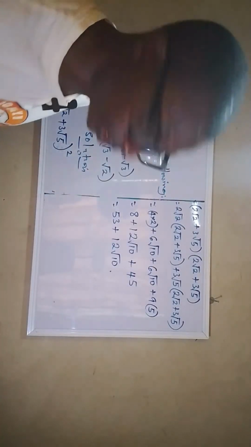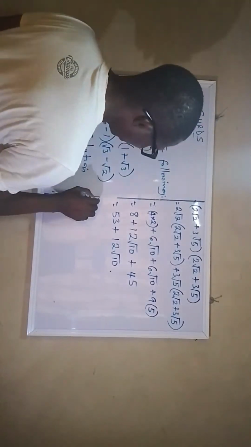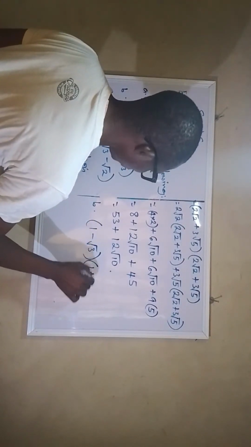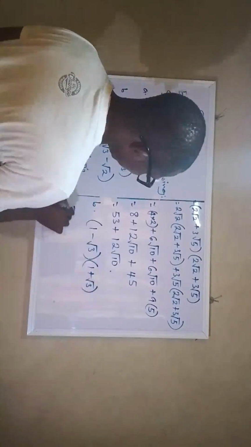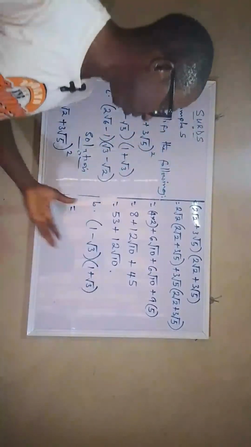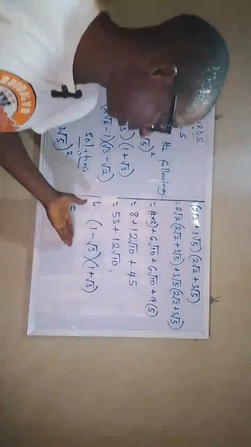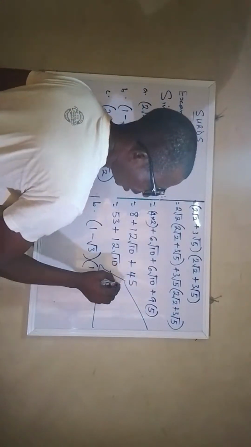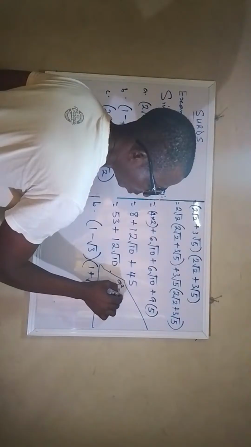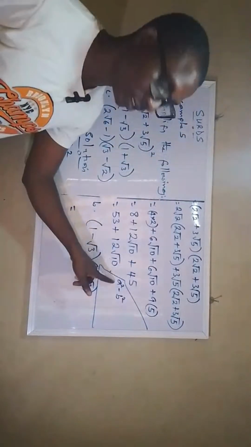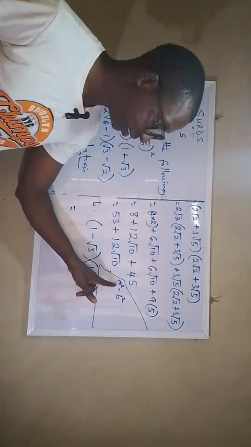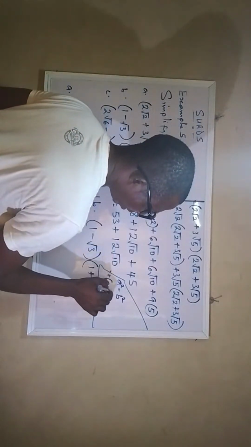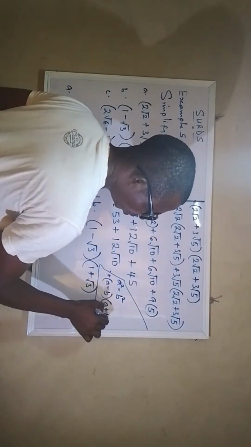All right, now let's look at the second one. The second one, we have 1 minus square root of 3 times 1 plus square root of 3. Now you see, to solve this reminds me of identity in mathematics. That's difference of two squares. Whenever we have, I want you to look here, when you have a raised to the power of 2 minus b raised to the power of 2. These are two squares. So it's difference of two squares. Difference in mathematics means subtraction. So the answer is going to be a minus b times a plus b.